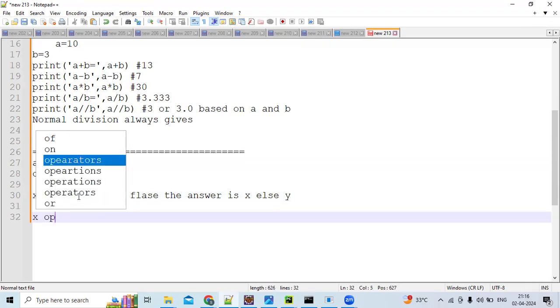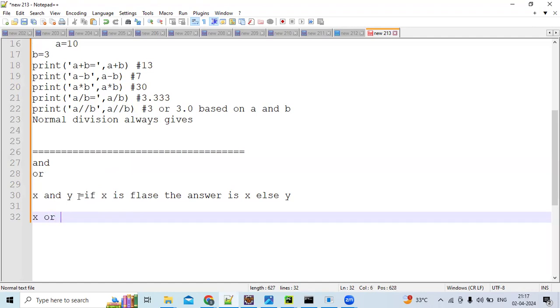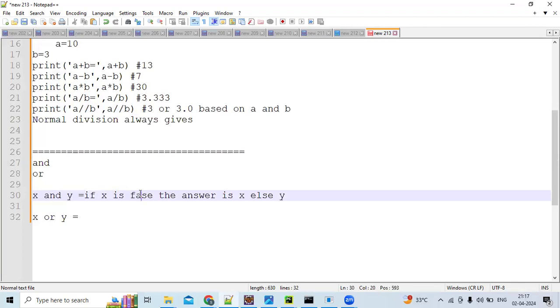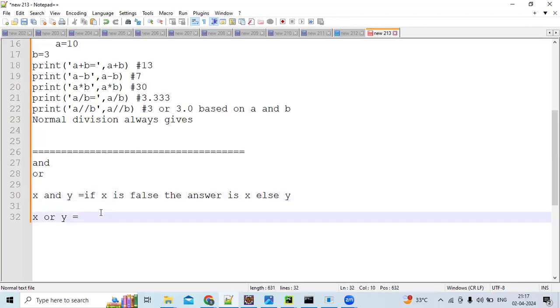Now, if x or y, guys, I expect you guys to answer, at least some of you should answer this. How to write this? Deepthi, Kyati, someone, please. Guys, yesterday I have spoken, yeah, tell me. If x evaluates to true, then the result will be x, or else it will be y. Yes, the result will be x, or else it will be y.